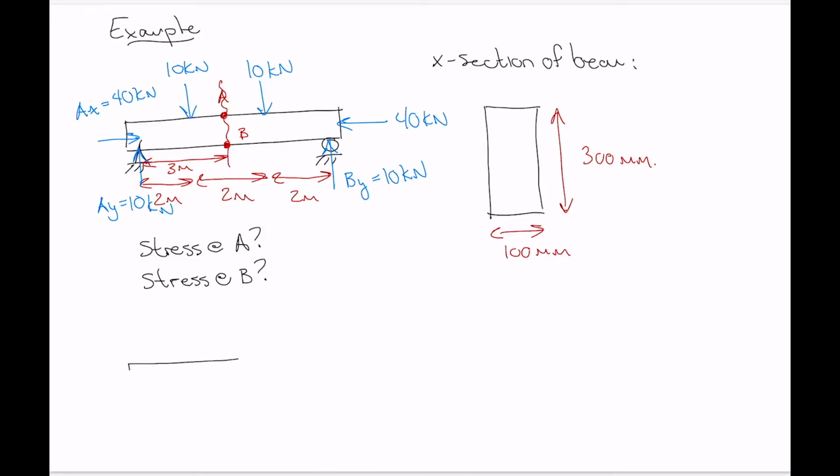So drawing what we have there. There we go. So point A is up here, point B is down there. We've got our 40 kilonewton load AX. We've got our 10 kilonewton load AY. We've got another 10 kilonewtons for the externally applied load.